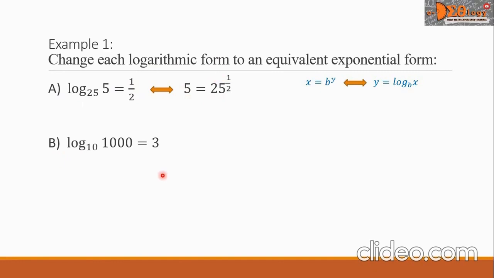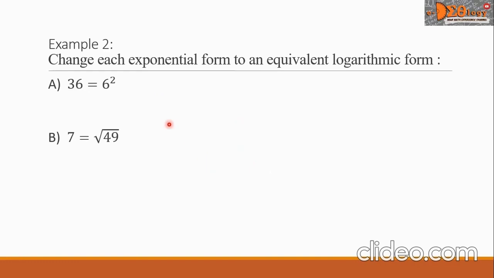For letter B, the equivalent exponential form is 1000 equals 10 raised to 3. From the given problem, log of 1000, we're going to write this 1000 again here, and this is equal to the base 10 of the log, which is the same base for the exponent, and this number 3 is the exponent in here. So 1000 equals 10 raised to 3. This is our final answer.